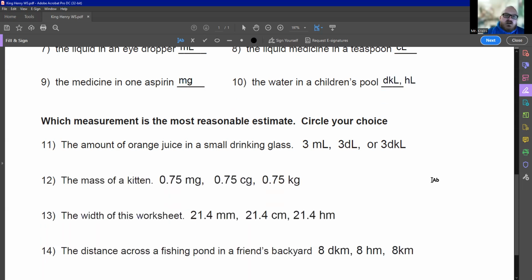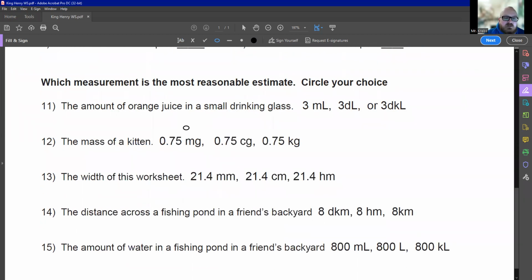All right. For the next part, all you're doing is circling one of the 3 choices that makes the most sense. So for number 11, it's talking about the amount of orange juice in a small drinking glass. Would that be 3 milliliters, 3 deciliters, or 3 decaliters?